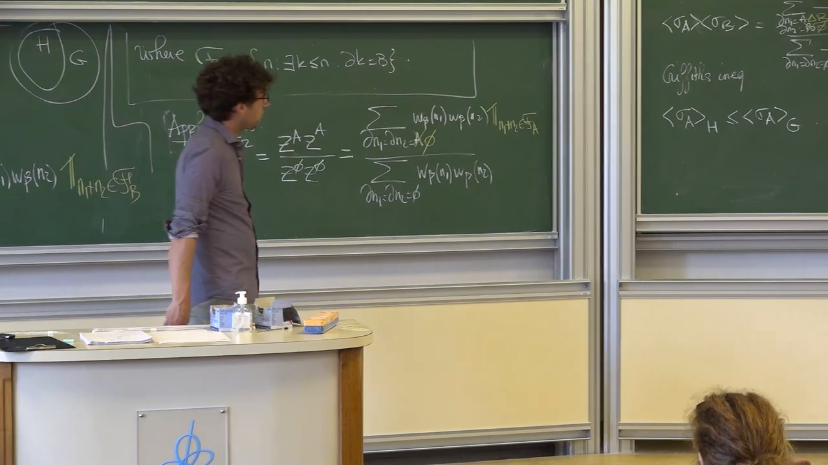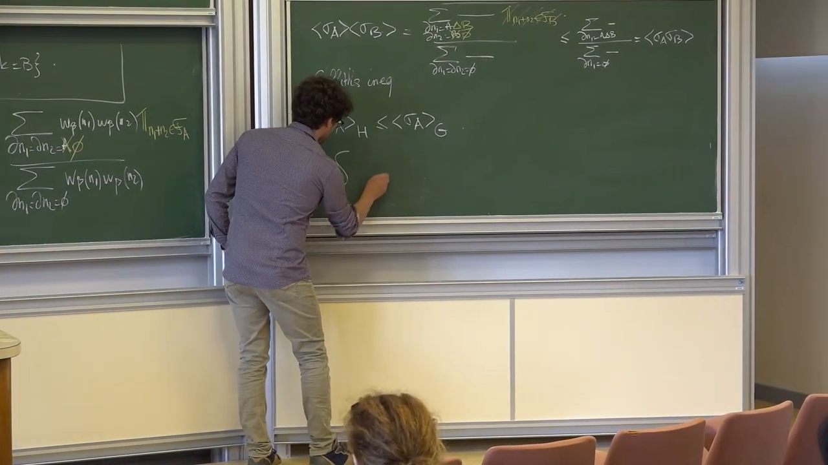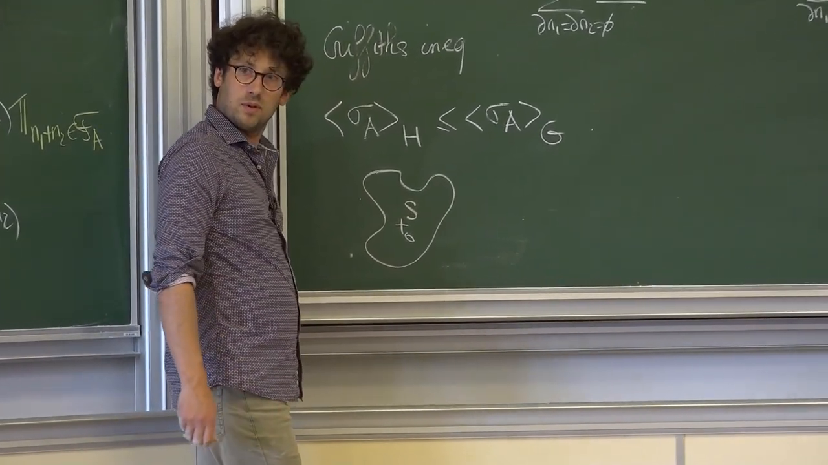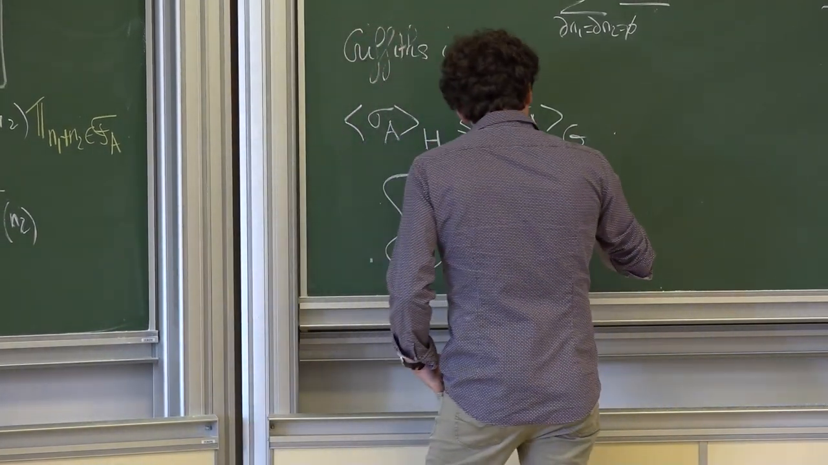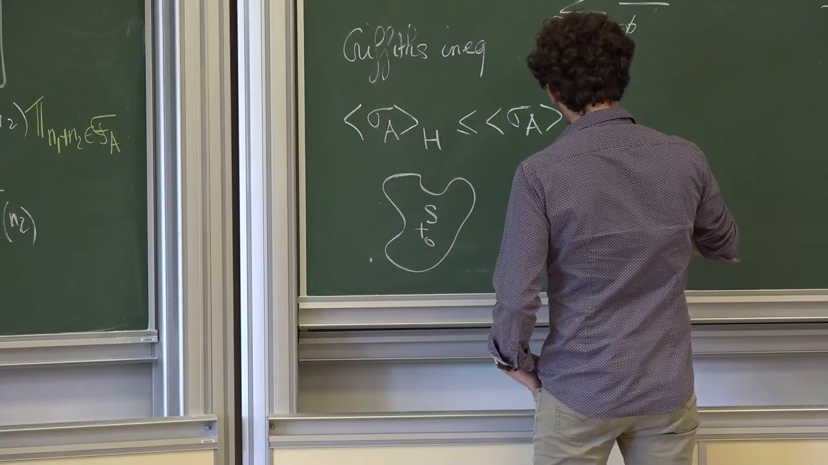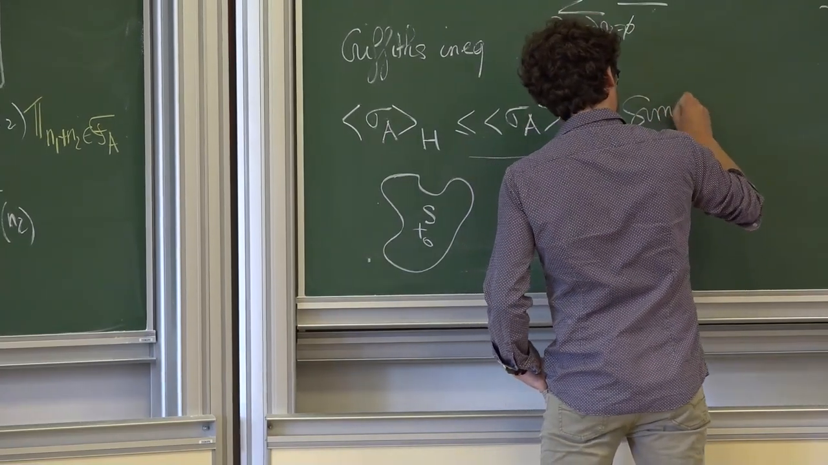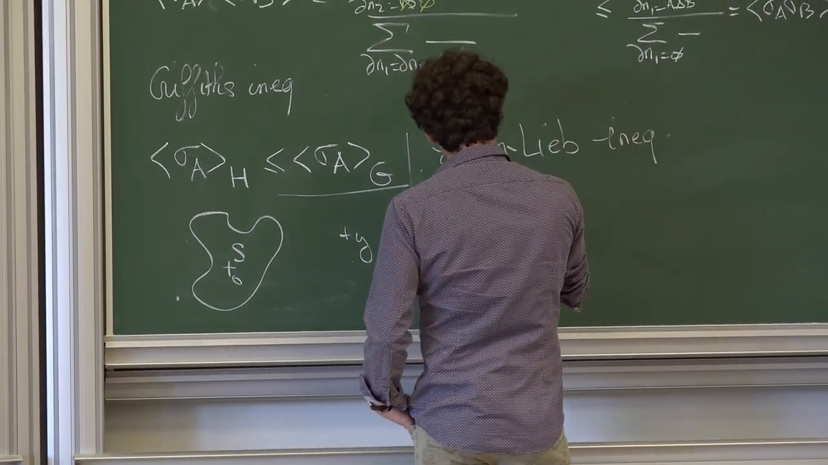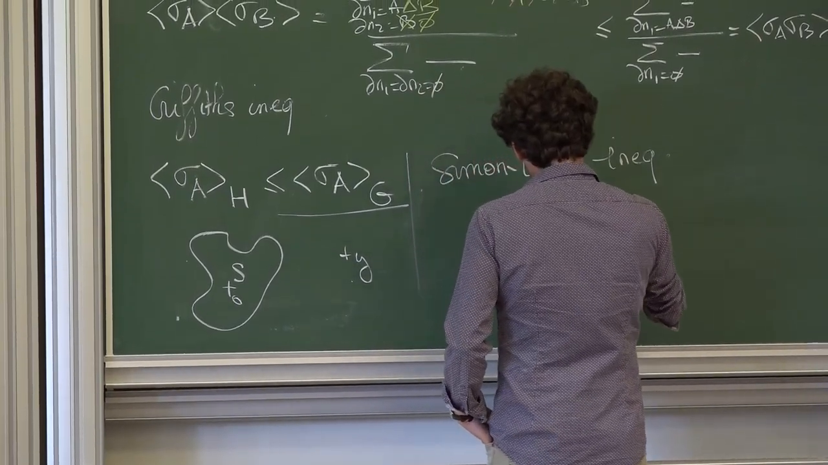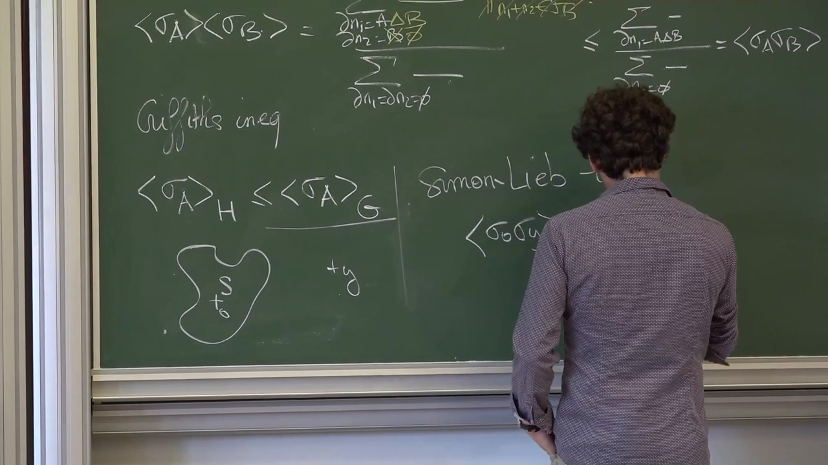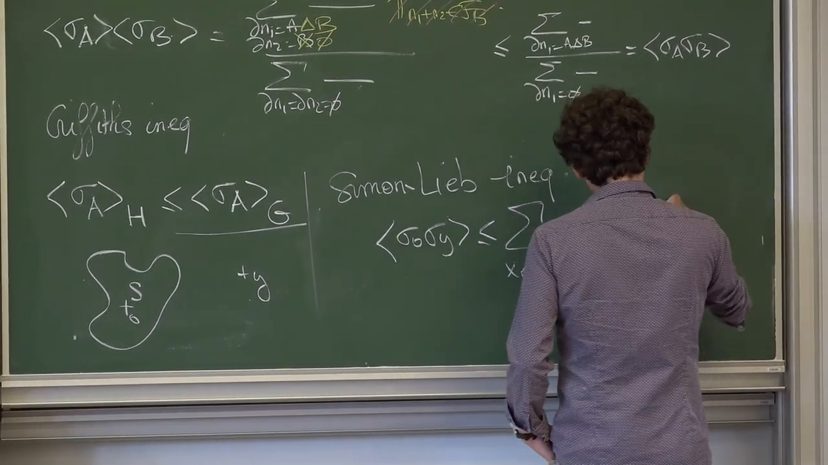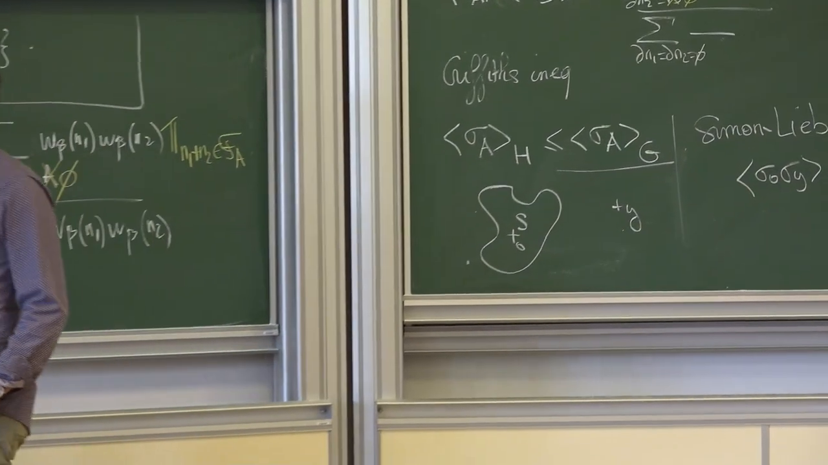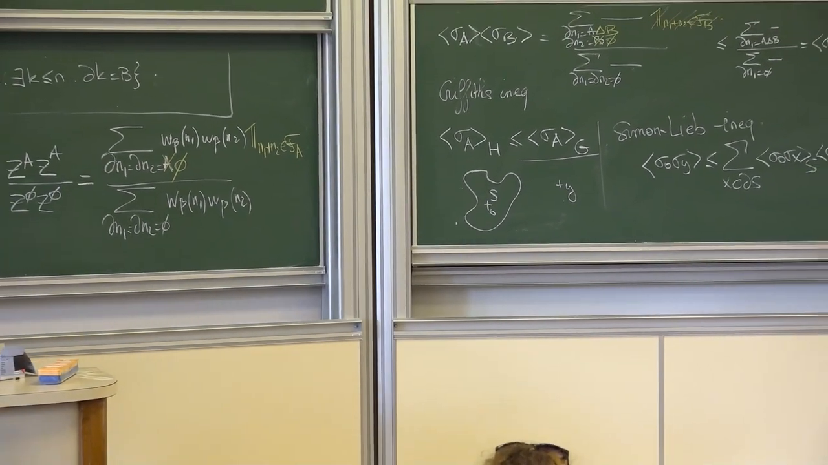A little bit more difficult, for instance, if you have a set S and a point zero in it, I just recommend that you try to prove what we call the Simon-Lieb inequality, which again I will re-explain next week, and which says the following: that sigma 0, sigma y is smaller than the sum over x on the boundary of S of sigma 0, sigma x, S, sigma x, sigma y. Again, this is an almost immediate application of the switching lemma.